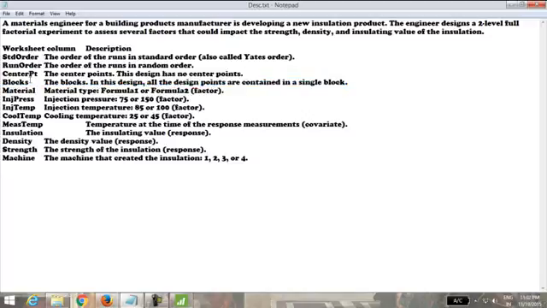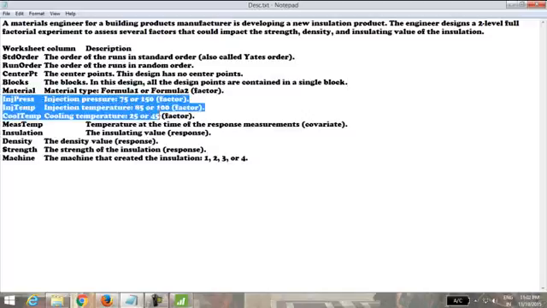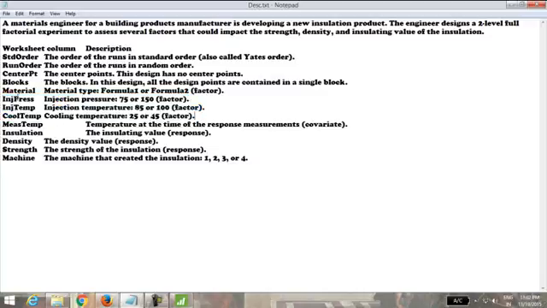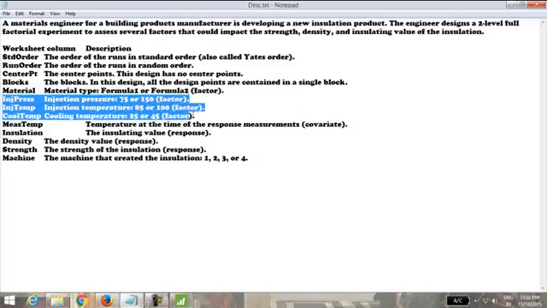Blocks, there's only a single block. Material type, which can be Formula 1 or Formula 2. These are three other variables, which are injection pressure, injection temperature, and cooling temperature. As you can see, all three of them have a high-low format, which is they have only two values and their values actually matter.